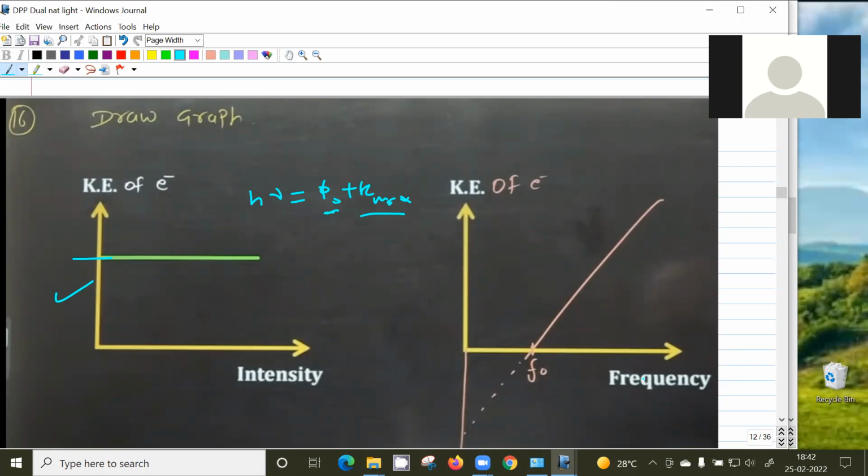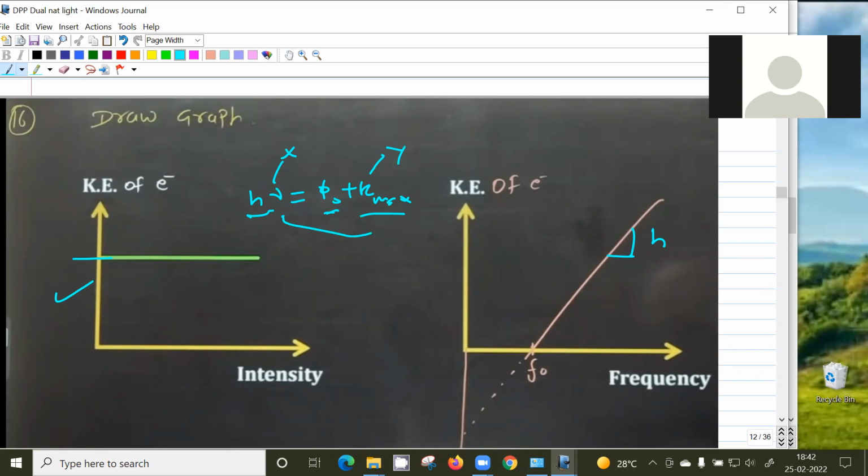And kinetic energy of the electron with respect to frequency. It's a direct relation. So we have to draw K max versus nu. What is the slope of this curve? It's a straight line, because K max is h times the x-axis variable, nu. So y equals mx plus c, and the slope is h.